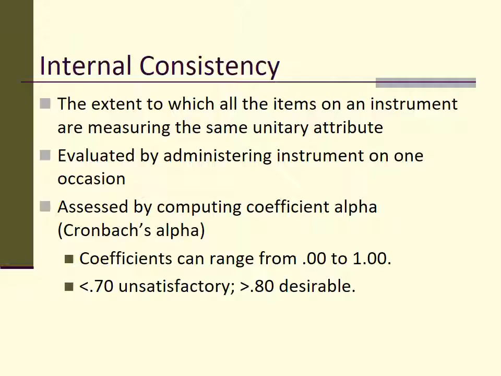Internal consistency is the extent to which all the items on a written instrument are measuring the same unitary attribute. It's evaluated by administering the instrument on one occasion and then comparing items to see how well they correlate with each other. It's appropriate for most multi-item instruments and is the most widely used approach to assessing reliability. It is assessed by computing a statistic called coefficient alpha or Cronbach's alpha. Reliability coefficients can range from 0 to 1, with coefficients below 0.7 considered unsatisfactory and coefficients of 0.8 or higher being desirable.